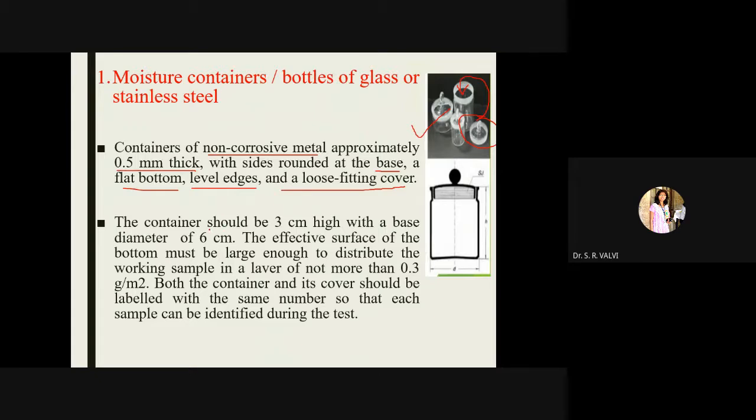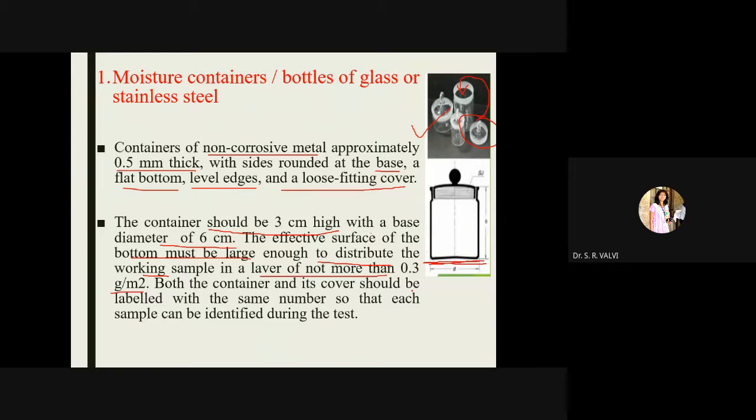The container should be 3 centimeter high with a base diameter of 6 centimeter. So the effective surface of the bottom must be large enough to distribute the working sample in a level of not more than 0.3 gram per meter cube. So the base should be what? This base should be flat so that it should carry the seeds for sampling, right?